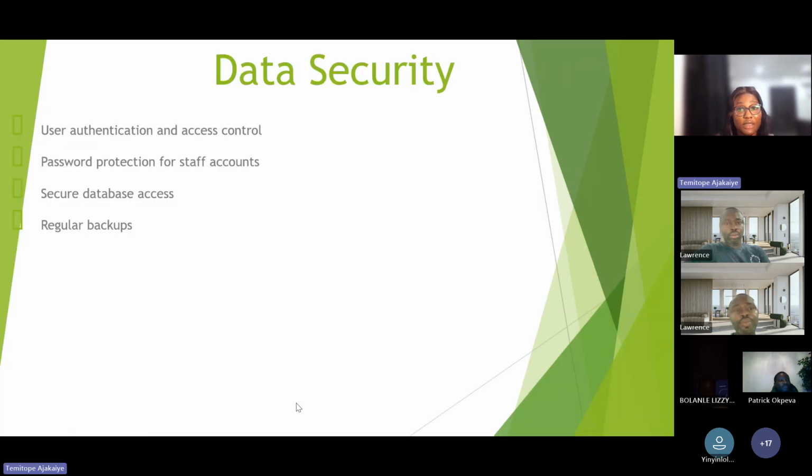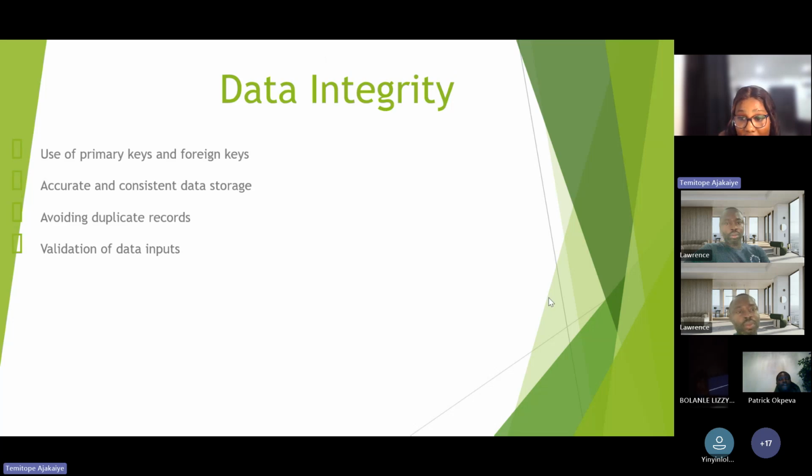And this is the data security, and this is just about protecting the gym data from unauthorized access. So only authorized staff, such as administrators, can view or edit sensitive information like member details and payment records. And this is the data integrity. It assures that information stored in the database is correct and reliable, and the primary keys uniquely identify each record.